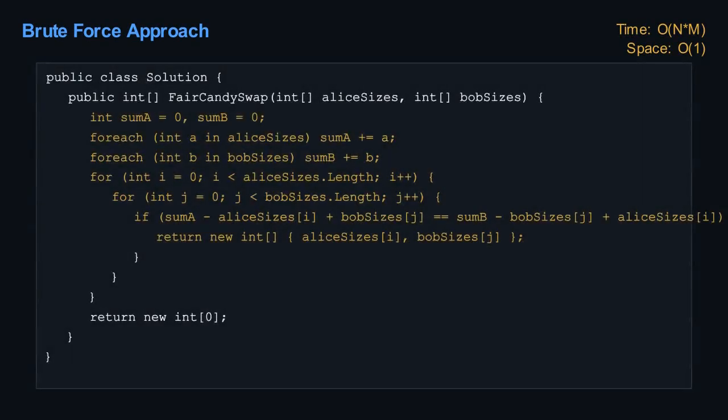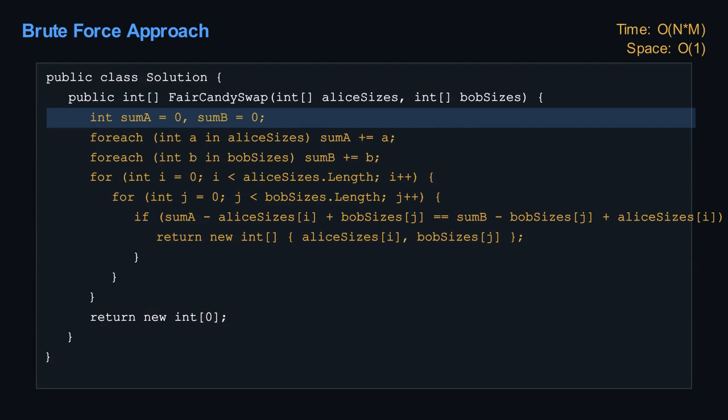The most straightforward, or brute force approach, is to try every single possible combination of a candy from Alice and a candy from Bob. Here's how it would work. First, we need to know the total amount of candy Alice has and the total amount Bob has. So, we'd go through all of Alice's candies and add up their sizes to get Alice's total sum. We'd do the same for Bob to get Bob's total sum. Let's call these sumA and sumB. Now, we start our search.